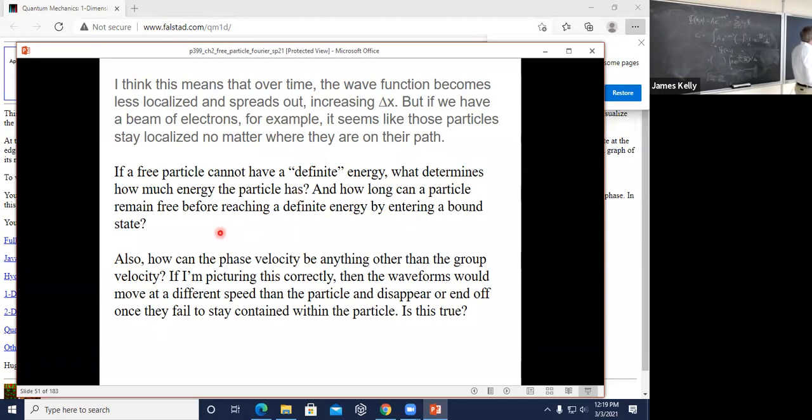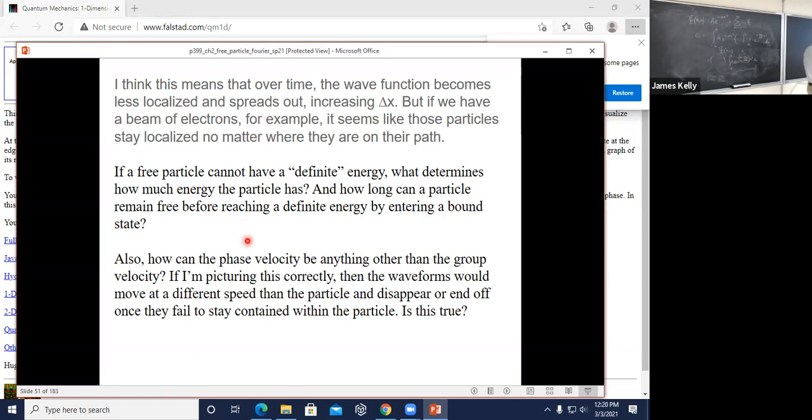How long can a particle remain free before reaching a definite energy by entering a bound state? Well, in this case, again, there are no bound states, at least for the free particle. So it's going to remain free forever. And we would just say it's in a linear combination of different definite energy states. There are no bound states to enter into. If there were bound states, it would never enter into them, because whatever the probability is of being in a certain definite energy state stays at that value for the rest of time. And so if it wasn't in a bound state to begin with, it's never going to end up being in a definite energy bound state after that.